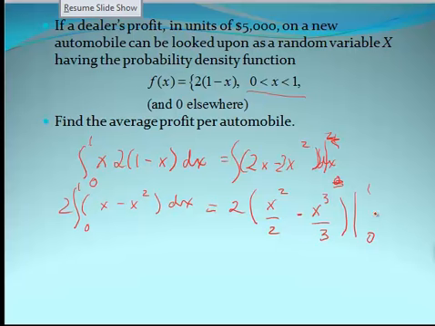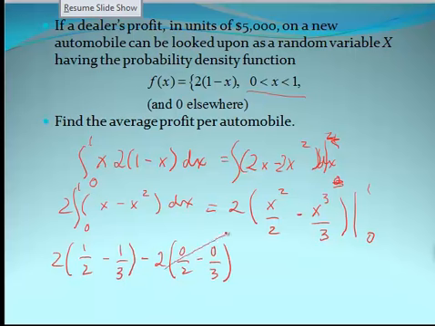And now we can just plug in numbers. So we're going to have 2 times 1 over 2 minus 1 over 3, minus 2 times 0 over 2 minus 0 over 3. So we'll just ignore that whole part. And now we have 1 minus 2/3, and that becomes 1/3.